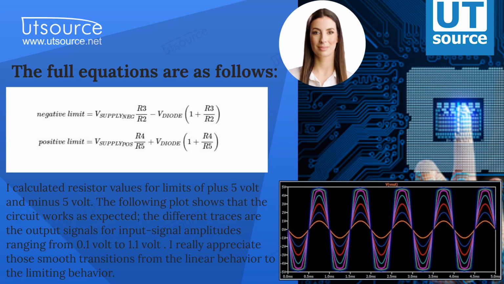I calculated resistor values for limits of plus 5 volts and minus 5 volts. The following plot shows that the circuit works as expected. The different traces are the output signals for input signal amplitudes ranging from 0.1 volt to 1.1 volts. I really appreciate those smooth transitions from the linear behavior to the limiting behavior.